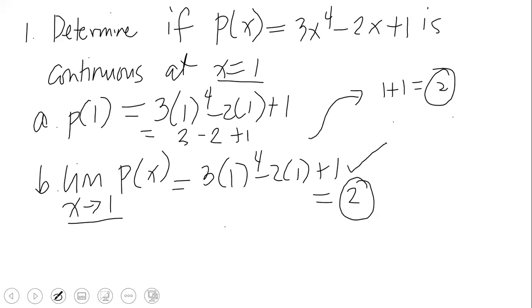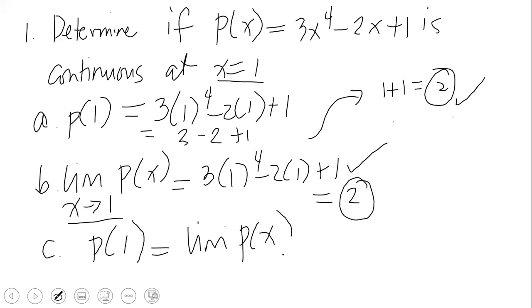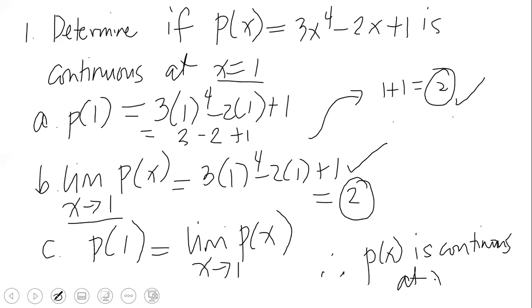So na-evaluate na natin dito and na-evaluate na natin in the first condition. So therefore, we can say that the value of p of 1 is also equal to the limit of p of x as x approaches 1. So we can say that this is therefore p of x is continuous at x equal to 1.